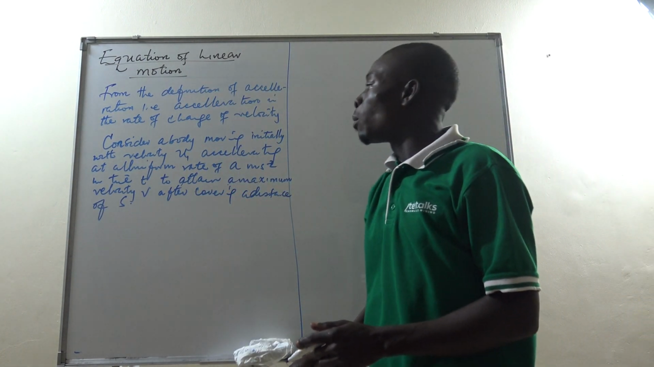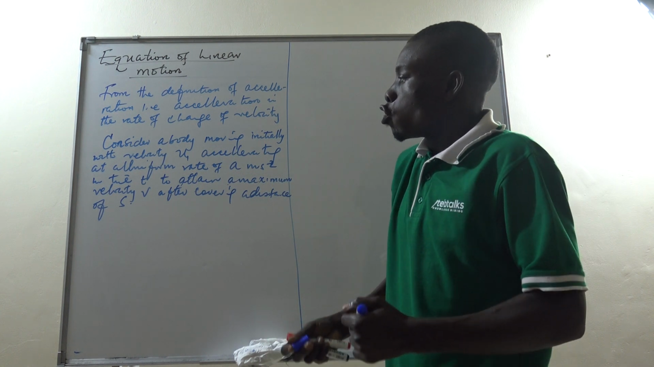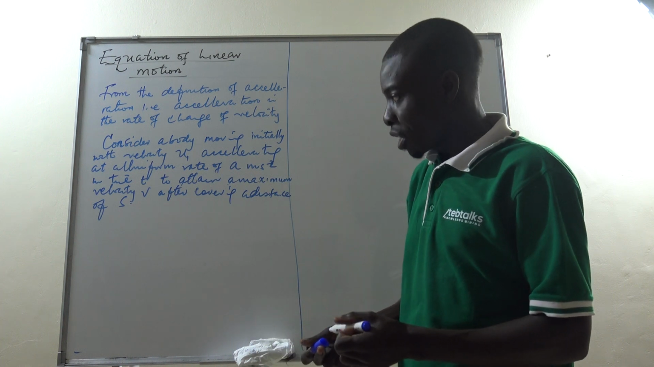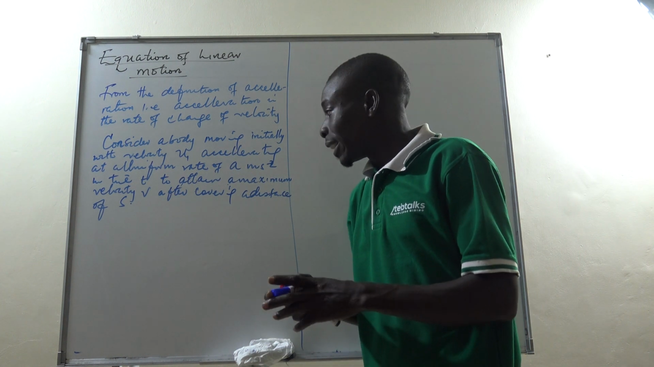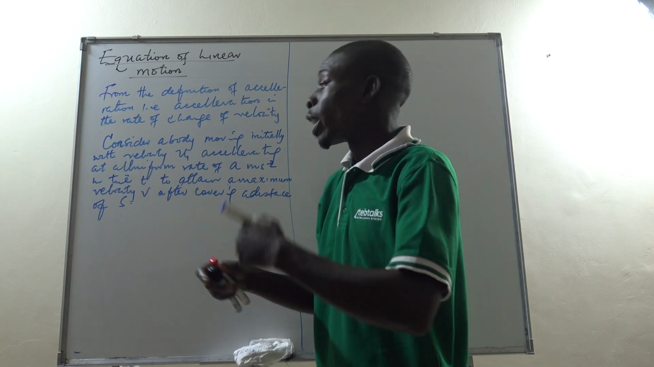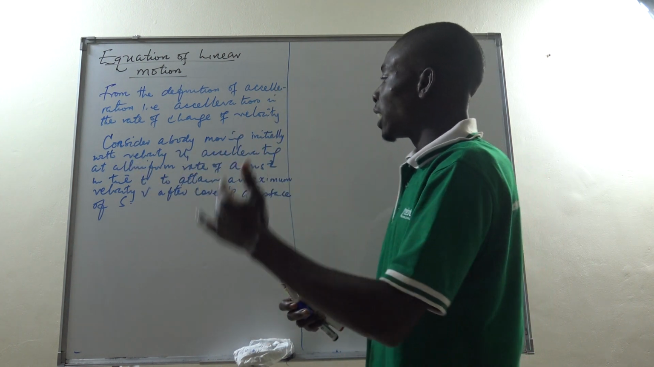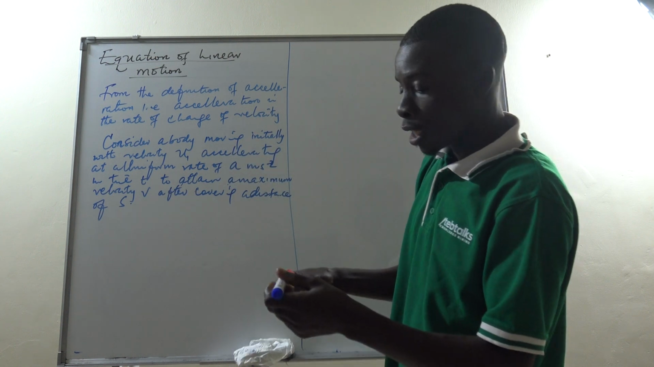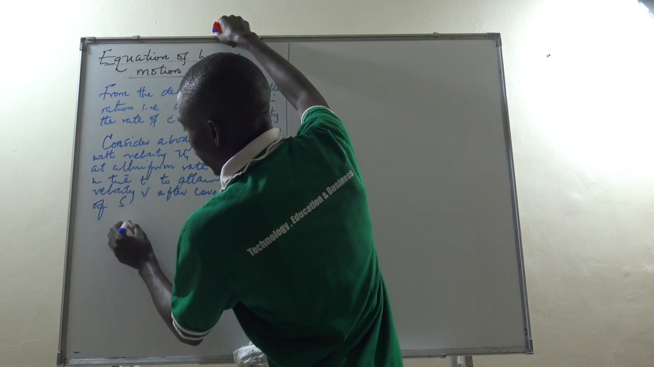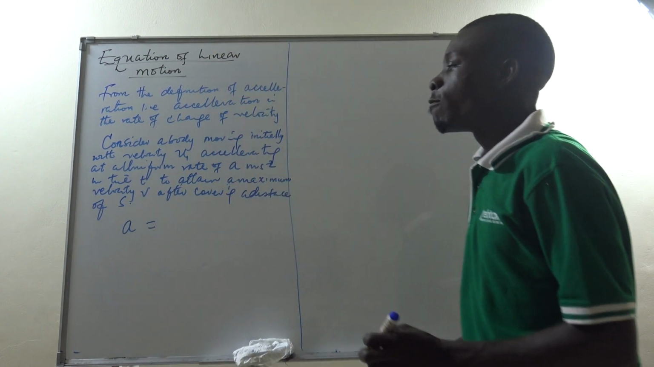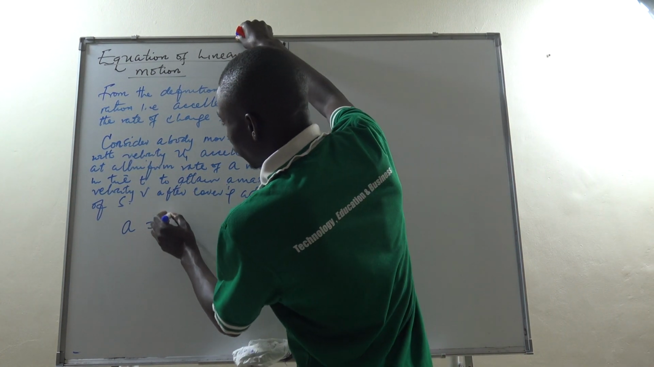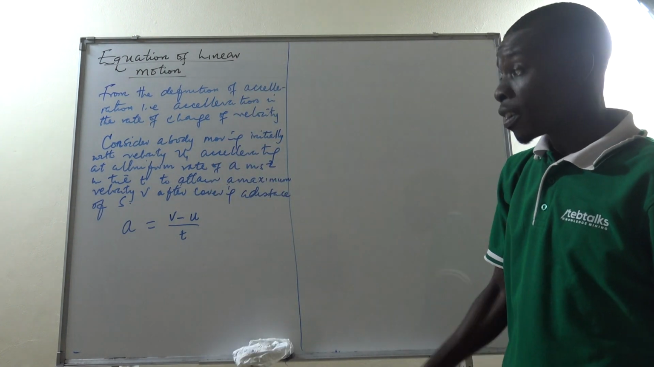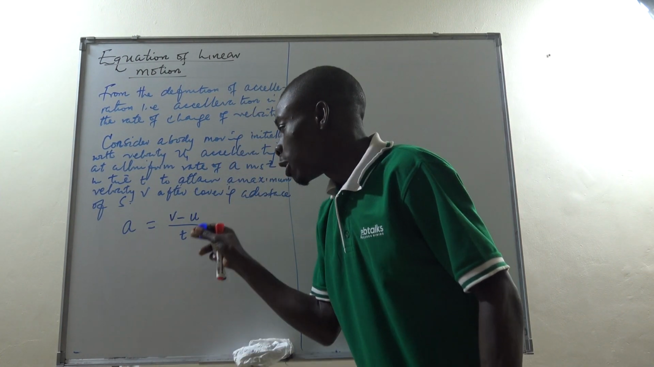So we are saying that the body initially was having velocity u, but it decided to accelerate at a rate of a meters per second squared for a given time t, and in that time it acquired a maximum velocity of v after covering a distance s. Acceleration is the change in velocity divided by time, so it is v minus u divided by t. That is the definition of acceleration.